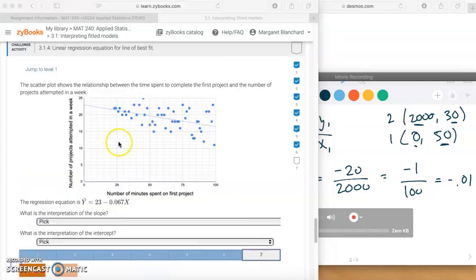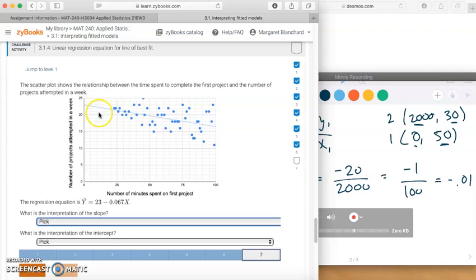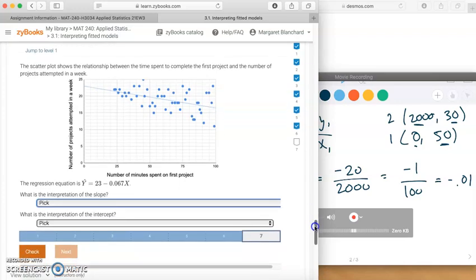All right, the last one. The scatter plot shows the relationship between the time spent to complete the first project and the number of projects attempted in a week. So, as we increase the number of minutes spent on the first project, we expect that we might get less done that week. That makes sense. So we do see a negative correlation here.